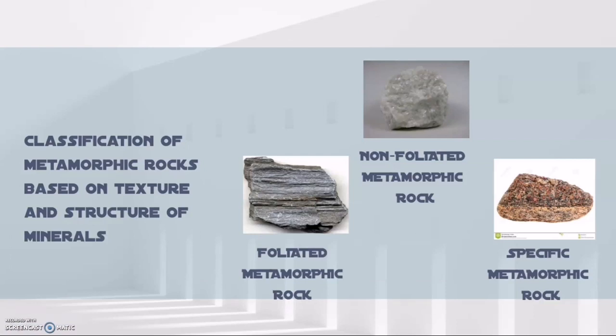Here are the three classifications of metamorphic rocks based on texture and structure of minerals. The first one is foliated metamorphic rock. The second one is non-foliated metamorphic rock, and the third one is specific metamorphic rock.